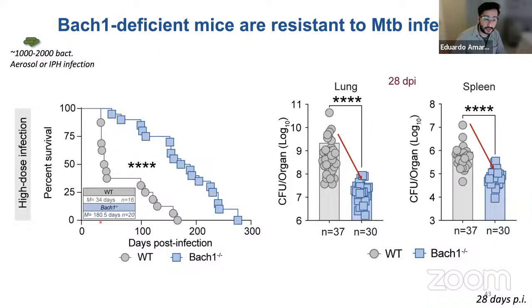And here is the median of survival of these animals. Wild type animals usually die by day 34 on average, and the BEC1 mice start to die at 180 days. So it's a huge protection. In terms of bacterial loads, we see fewer bugs in the lungs and spleens compared to the wild type.